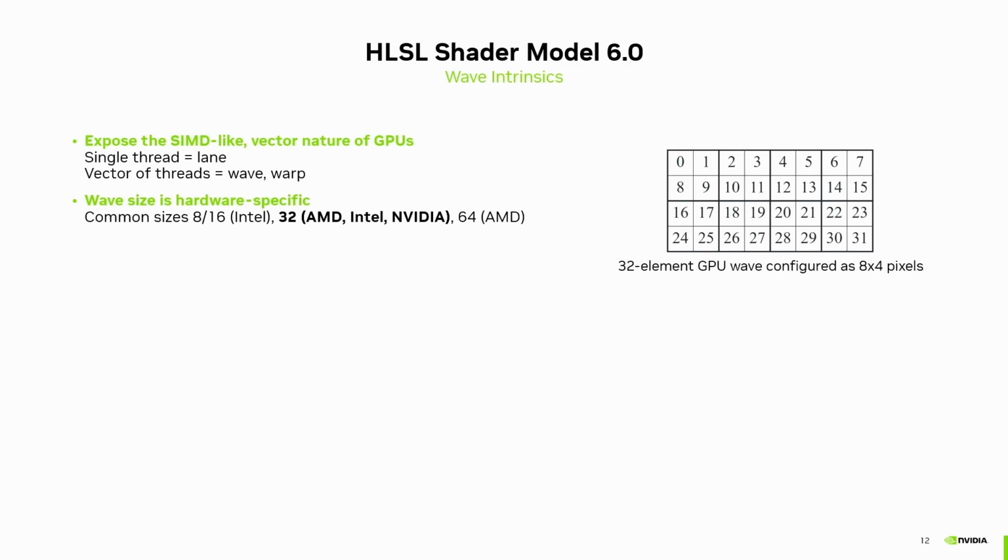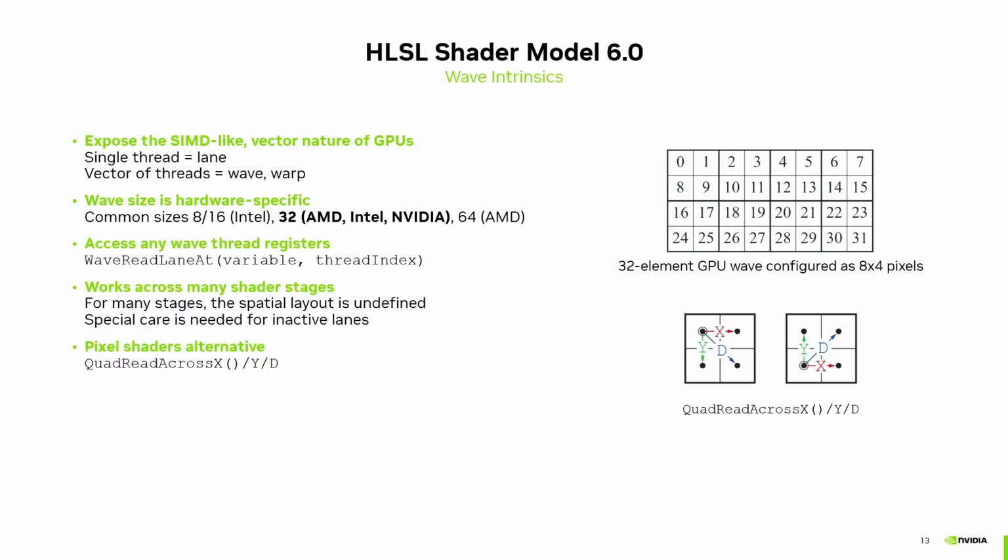The most common is 32. This is what we used in our work as reference, but our work generalizes to any size. The most interesting and applicable intrinsic here is wave read lane at, which is very similar to SIMD shuffling or swizzling. You can access a register or variable from any other lane in the wave. But it's much easier to program and more elegant than SIMD shuffling, which, if you ever programmed it, is not very nice. I will skip all the details, but some special care is needed for inactive lanes.